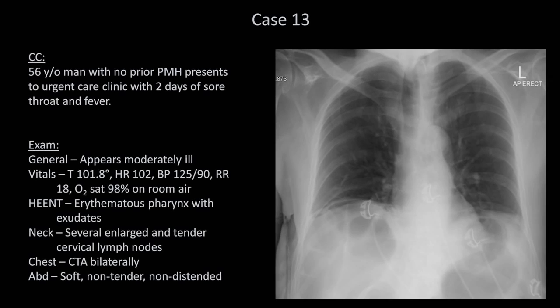Case 13. A 56-year-old man with no prior past medical history presents to urgent care clinic with 2 days of sore throat and fever. The first thing to notice is that the lungs appear to be a little on the small side. If you recall from lesson 3, there should be 9 to 10 posterior ribs visible on a standard inspiratory PA film. If we count the posterior ribs in this case, we see that there are only 8.